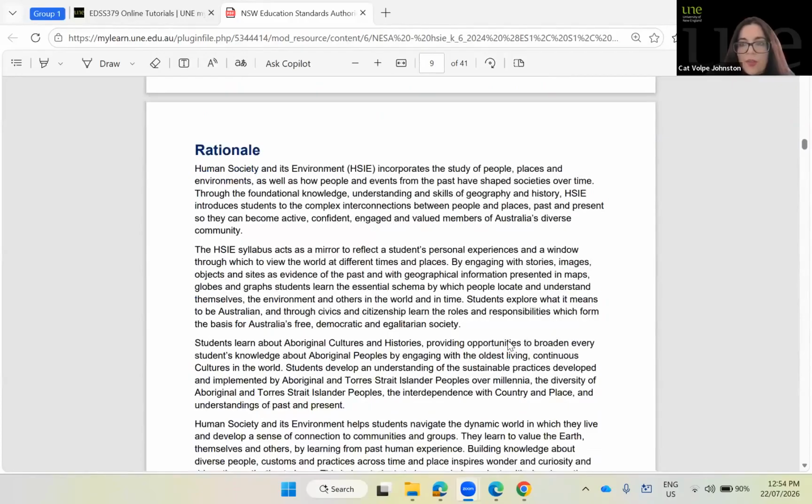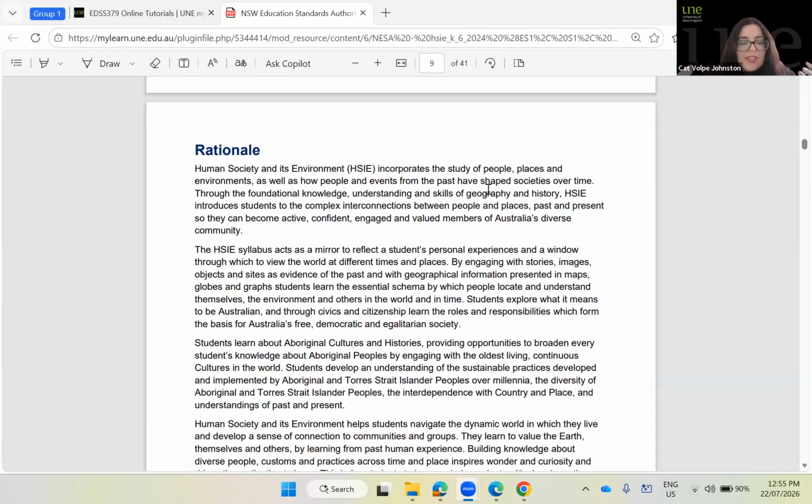All right, so let's have a think about what HSIE is. So you remember from the previous versions of the syllabuses, if you've had a chance to look at them, either because it's required in the unit that you're currently taking or just out of curiosity, which isn't a bad idea, you'll notice that the rationale for history was focused on history, of course, and the one for geography was focused on geography. But here again, it's merged. So what is HSIE all about?